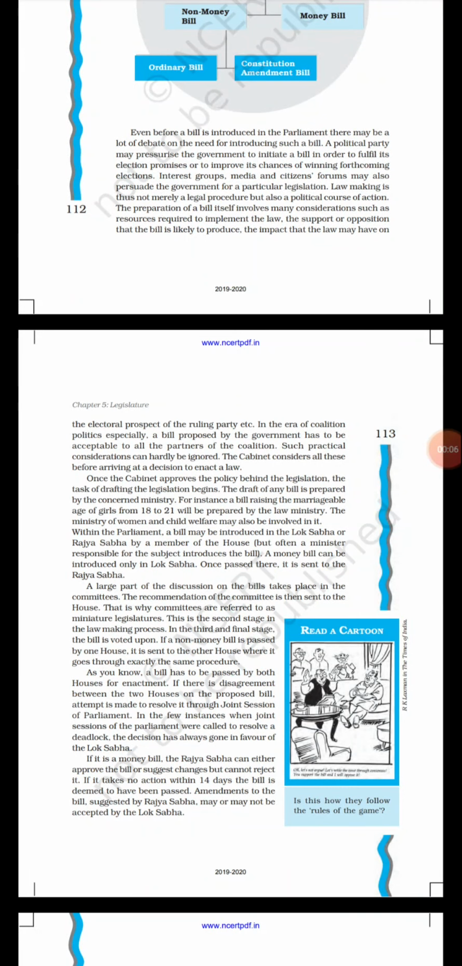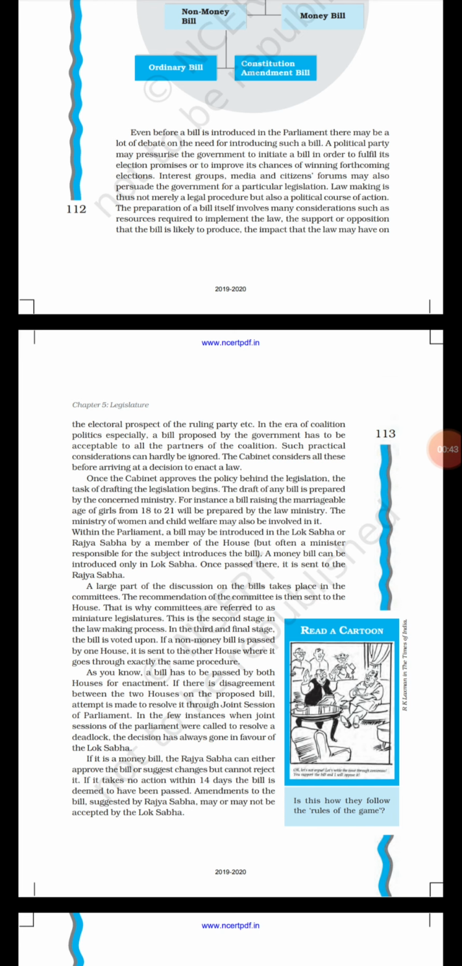Let's continue our chapter Legislature. In our last class, we discussed Rajya Sabha and Lok Sabha, right? The upper house and the lower house. How the houses are divided: the lower house, or the Lok Sabha, has been divided according to the constituencies. In India, altogether we have 543 constituencies. So in Parliament, in Lok Sabha, there are 543 MPs, Members of Parliament. And these Members of Parliament are elected directly by the common people.